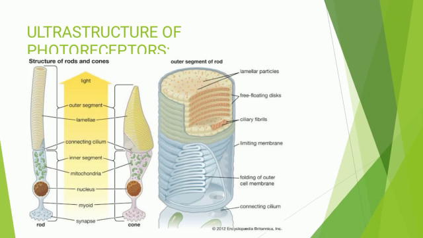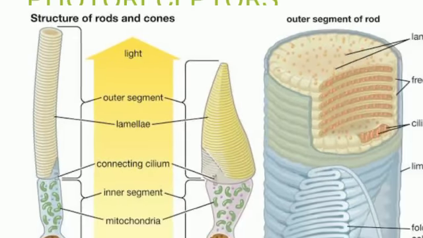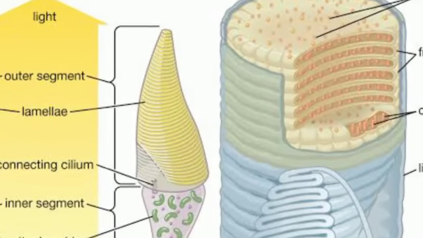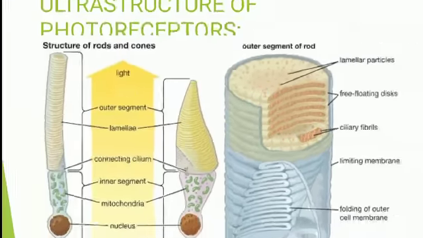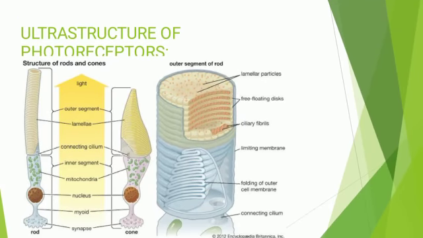Now we discuss the ultrastructure of photoreceptors. There are two types of photoreceptors, rods and cones. Here is the structure of rods, how a rod looks. And here is the structure of a cone. A cone-like structure is known as a cone cell. In the structure of rods and cones, we discuss lamella, outer segment, connecting cilium, inner segment, mitochondria, nucleus, and myoid synapse.